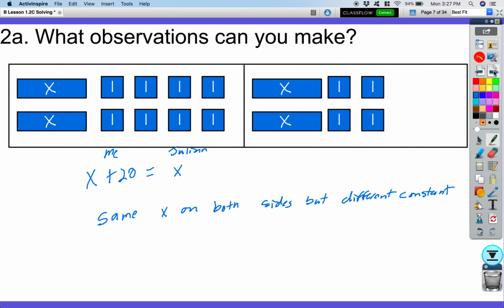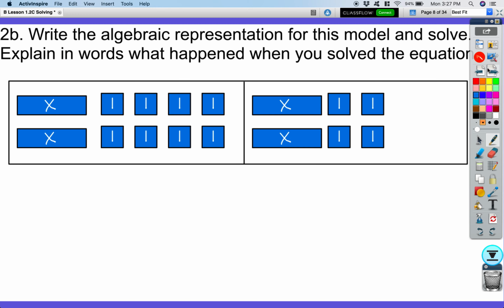So let's go ahead now and look at this. It says write the algebraic expression for this model and explain in words what happens when we solve. So this would be 2x plus 8. This would equal then 2x plus 4. Now when I go ahead and solve this, I'm going to subtract 2x on both sides. And this would leave me with 8 is equal to 4.